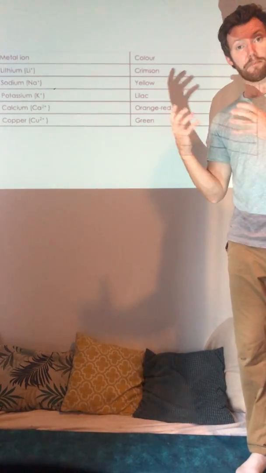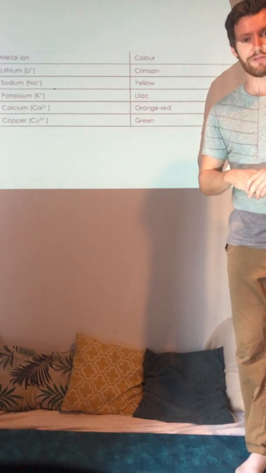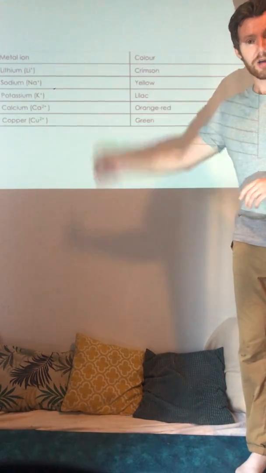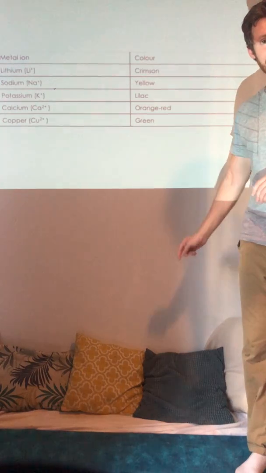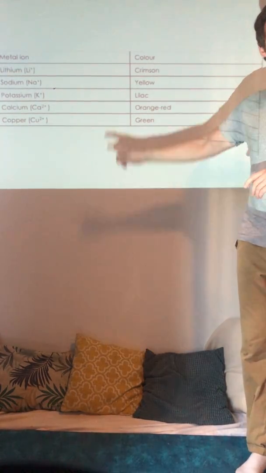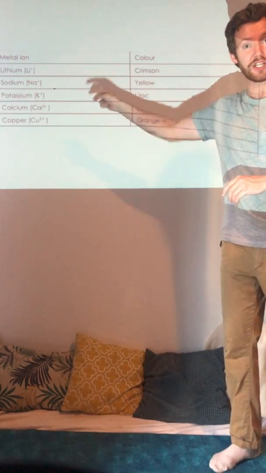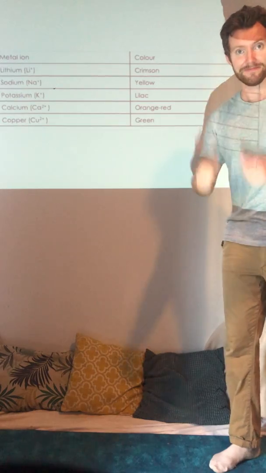So I apologise if I'm blocking it here. I'm going to squeeze out a little bit so you can pause the video and have a look at this information. So our positive metal ions, how we can test for the presence of it, our flame test, squirting it into a Bunsen burner, and what is going to happen, or the colour change to identify which ion is present.